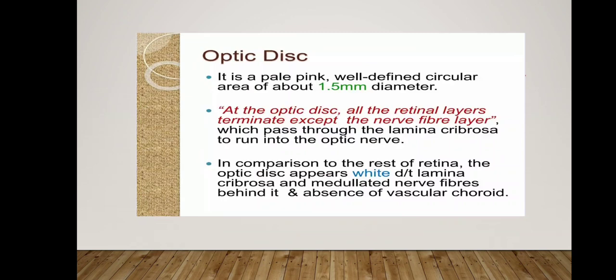Optic disc. It is a pale pink, well-defined circular area of about 1.5 mm diameter, and at the optic disc all the retinal layers terminate except the nerve fiber layer, which passes through the lamina cribrosa to run into the optic nerve. In comparison to the rest of the retina, the optic disc appears white due to the lamina cribrosa and medullated nerve fibers behind it, and the absence of vascular choroid.